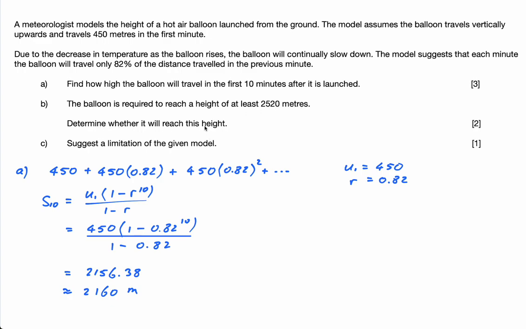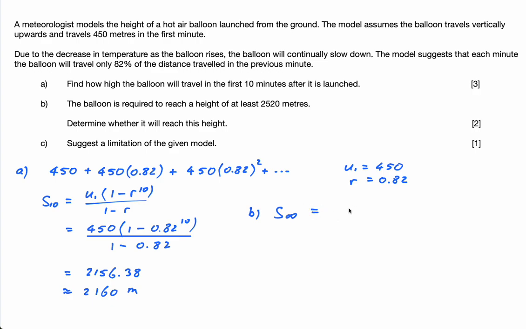Okay, the balloon is required to reach a height of at least 2,520 meters. Determine whether it will reach this height. So, this, guys, the balloon is going to keep going up. So it's going to go up and up and up. And the question is, will it reach 2,520? Now you could think, well, obviously it will, because we're going to keep increasing. But remember, this is a geometric sequence with a common ratio less than 1. So it might have a limit, and to find the limit, we need to do the sum to infinity. So if I add all these numbers up forever, will I get to 2,520?